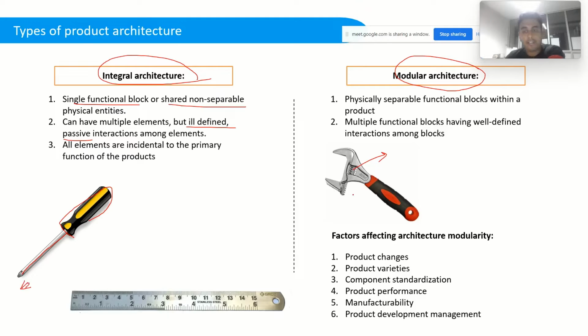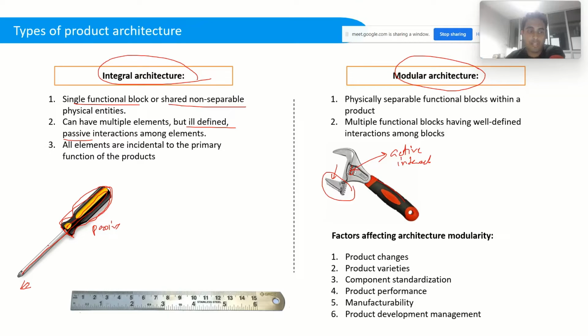But in modular architecture you have physically separable functional blocks. For example, here you have a jaw, a screw, and a metal body and plastic parts, and these have well defined functional interactions. That means when you rotate this, that particular thing moves. So the relationship is active. This is more like a passive interaction, like just a grip. There is no mechanical relative motion between these two components.